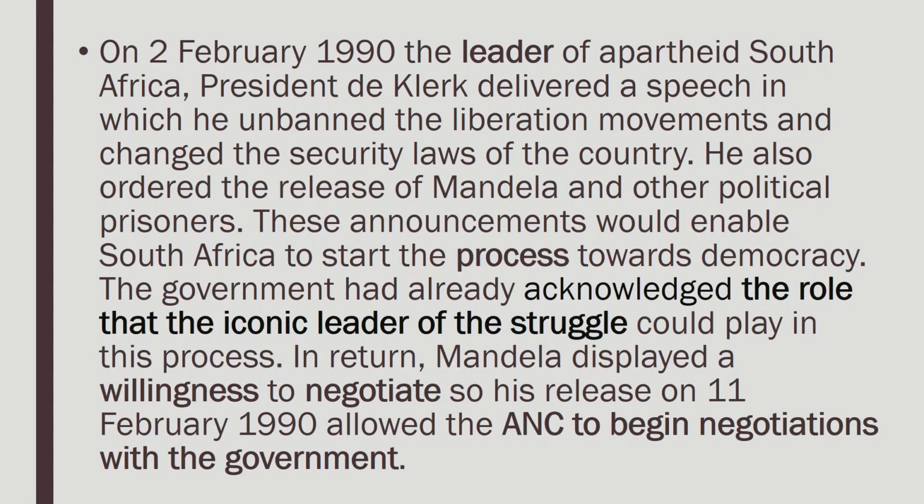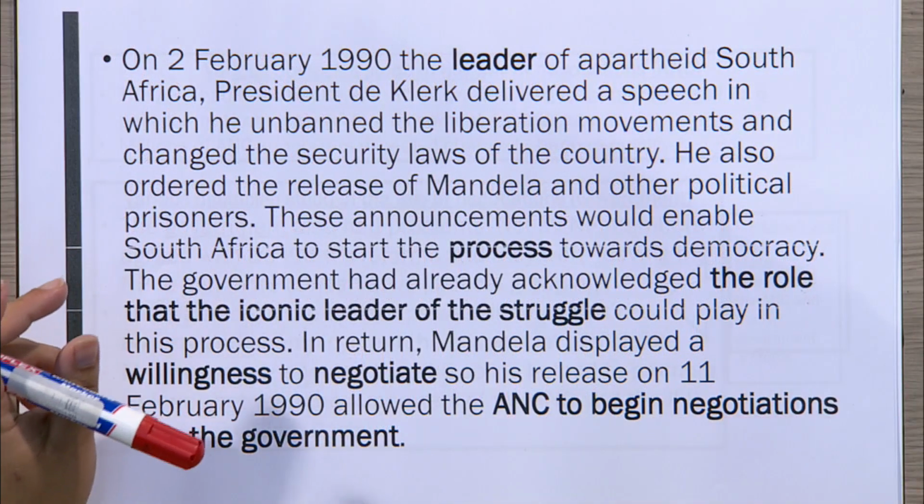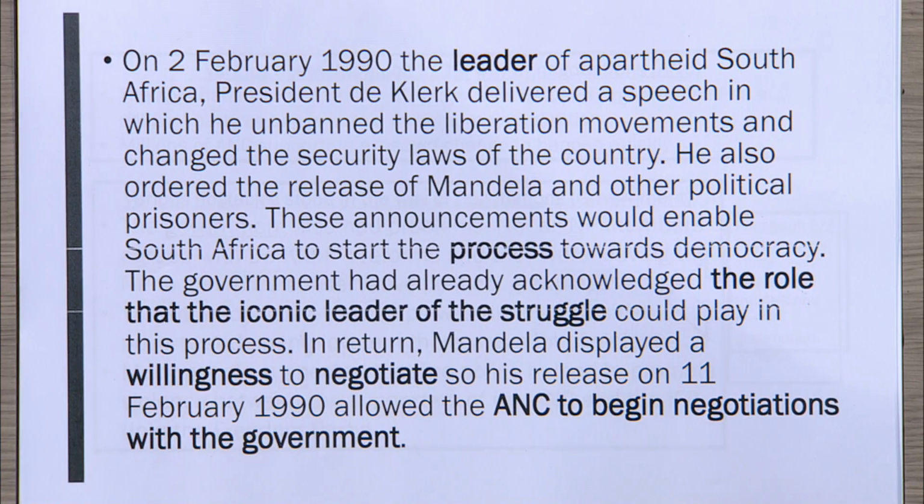So now I formulated a paragraph using the content from the previous slide. This time you'll see it says, on the 2nd of February 1990, the leader of apartheid South Africa, President de Klerk, delivered a speech in which he unbanned the liberation movements and changed the security laws of the country. He also ordered the release of Mandela and other political prisoners. These announcements would enable South Africa to start the process towards democracy.